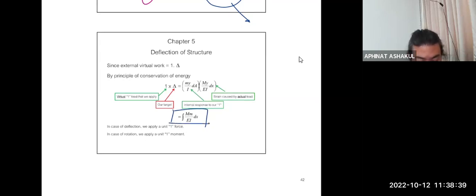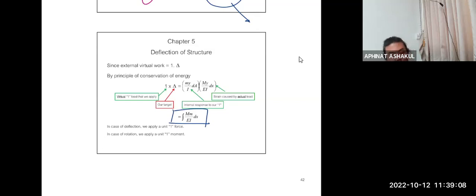In case of deflection, we apply unit force. In case of rotation, we apply unit moment. Keep that in mind. And when you have this, you need to be able to do two things. First, of course, you need to be able to write the moment equation. Correct? Because we need an equation here. So first, you need to be able to write the moment equation.